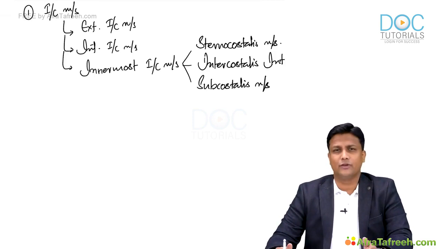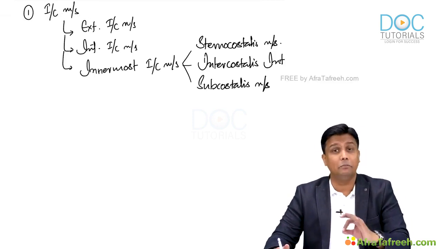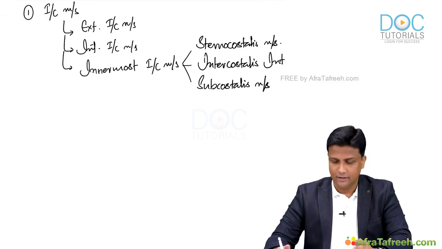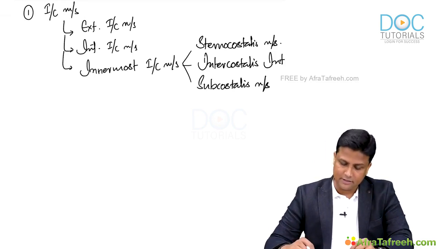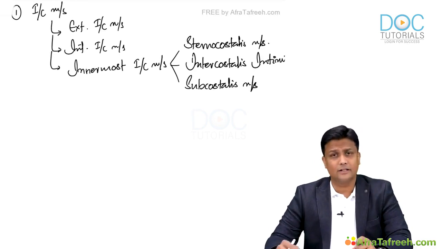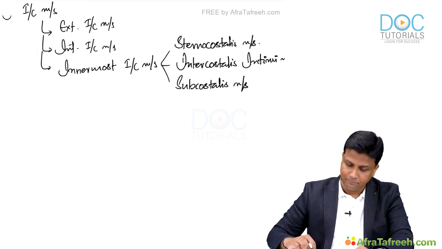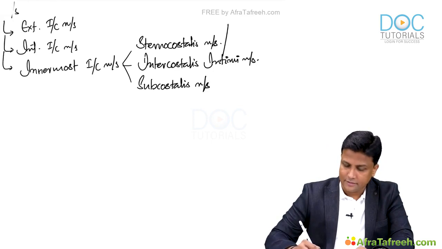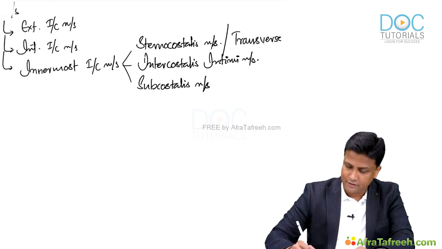And don't get confused right now. For now, you just write down. I'll even make you draw a diagram for this one also. Things will become easier. Achha, one more thing here. Out of these 3 muscles, which muscle is referred to as transverse thoracic muscle? That's an important thing here. So remember, sternocostalis muscle is the one which is also referred to as transverse thoracic muscle.